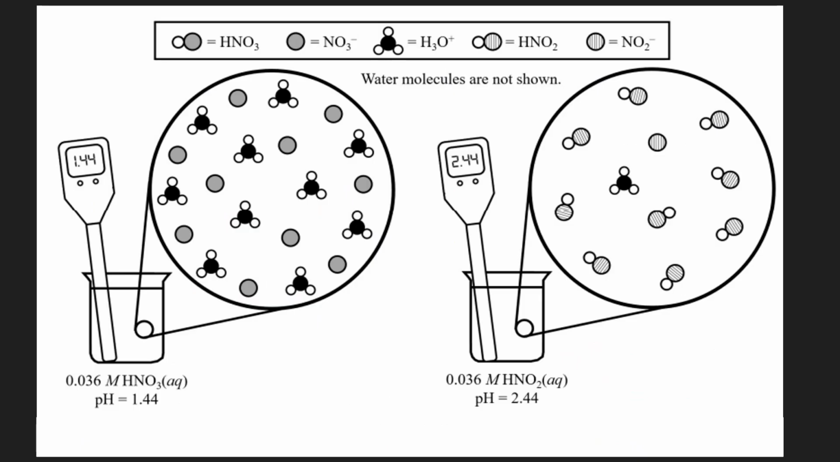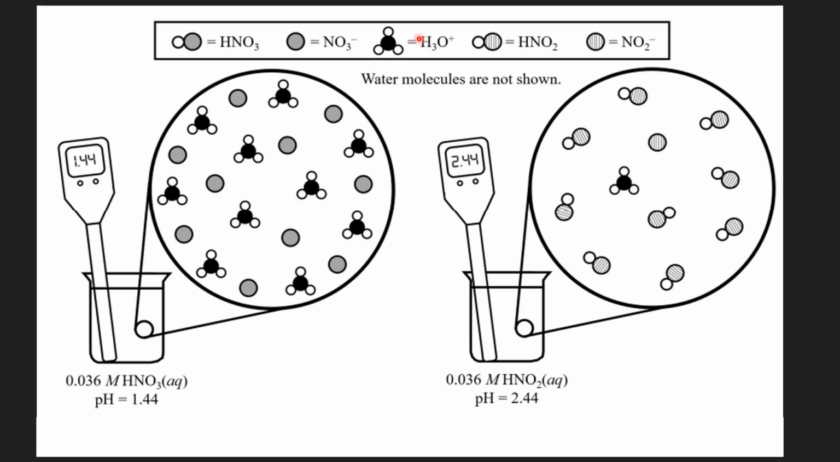So let's take a further look at what's really going on here. The particle diagram shown should help us compare this percent ionization. On the left, we've got HNO3, that 0.36 molar solution with the 1.44 pH. On the right, we have our same 0.36 molar HNO2 solution with that pH of 2.44.